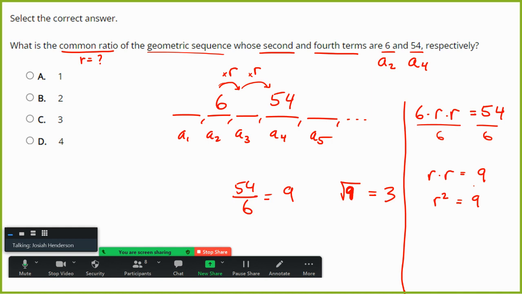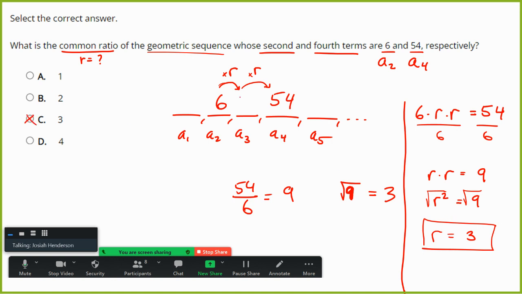And then R times R is R squared. We saw a little bit of this in Unit 5, if you think back to that, working with exponents. And then how do we undo squaring? We take the square root of both sides. And if you don't remember the square root of 9, that's okay, but you should be using your calculator if you don't recognize it off the bat. I don't either, especially with the bigger numbers. So I always use my calculator to do my square roots. R is 3.